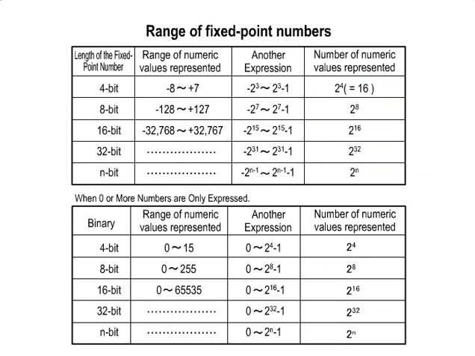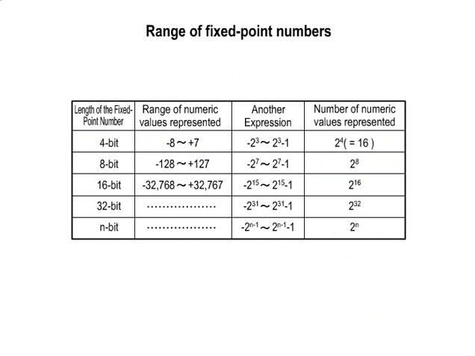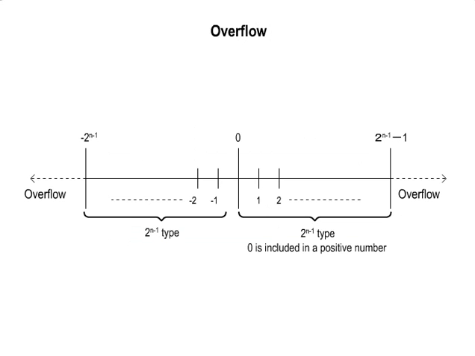As described before, in the case of simply representing the positive number including 0, the range that can be expressed is different. However, notice that the number of numeric values that can be represented is the same. In this way, in the case of a fixed point number of n-bit length, the number in the range from -2 to the power of n-1 to +2 to the power of n-1 minus 1 can be represented. If the result of the calculation of the fixed point number exceeds the range, it is called overflow.